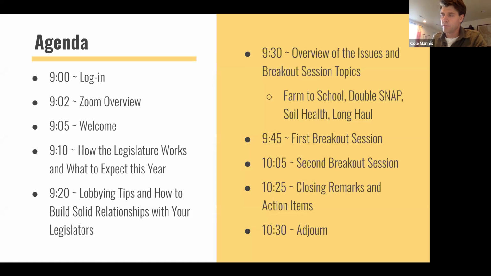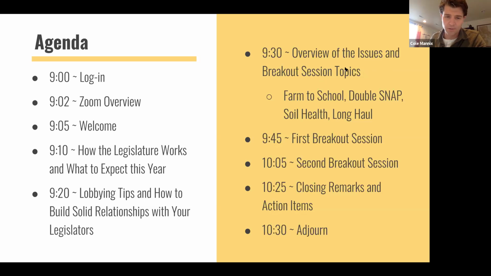And then we're going to look at 4 issues in particular: farm to school, double SNAP, soil health, and a session we're calling the long haul, building relationships and thinking about any new bills that are not already on the agenda. And you'll be able to select two. We'll first of all hear an overview on each one of those topics for several minutes. And then you'll be able to select two sessions that you want to attend this morning for some in-depth information on each of those issues.